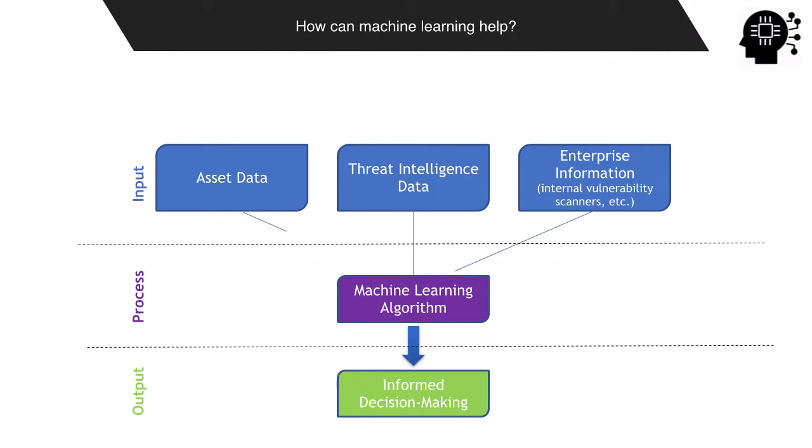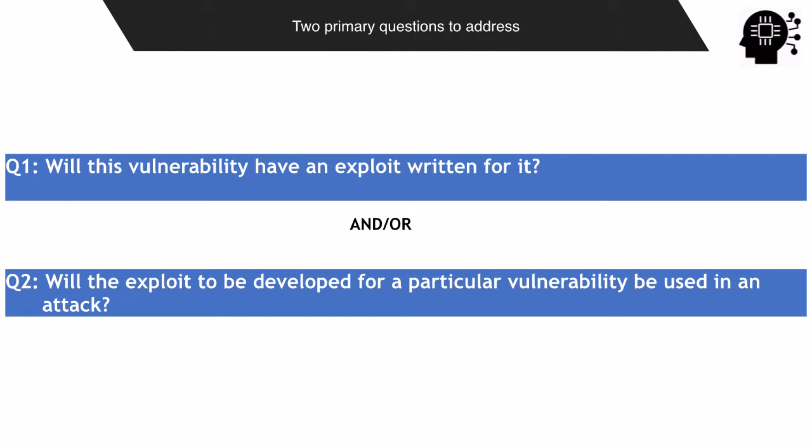So the solution to this problem that we propose to you today is that of machine learning. So how can machine learning help? A machine learning model can be extremely useful in classifying vulnerabilities and providing predictions about the vulnerabilities that need to be patched. As we can see here, machine learning specifically analyzes 2 different types of questions. The first one is, will this vulnerability have an exploit written for it? And the second is, will the exploit developed for a particular vulnerability be used in an attack?